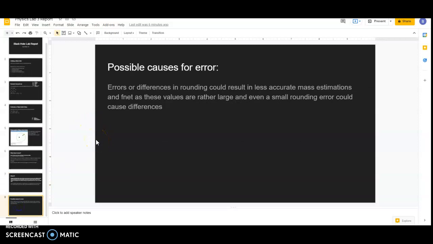Some possible causes for error in the lab include errors or differences in rounding, which could result in less accurate mass estimations and Fnet calculations, as the values used to calculate such measurements are rather large, and even a small rounding error could compound to cause rather large variations in value.